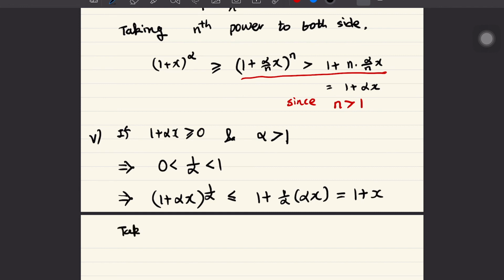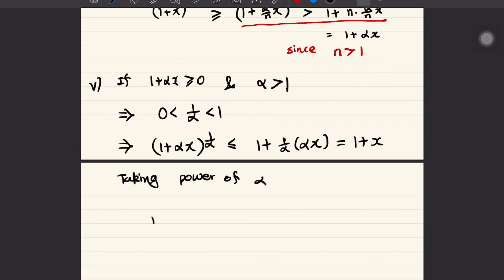And taking the power of alpha to both sides, we got 1 + alpha x is less than or equal to (1 + x)^alpha. And also, notice that the equality only holds when x is equal to 0.